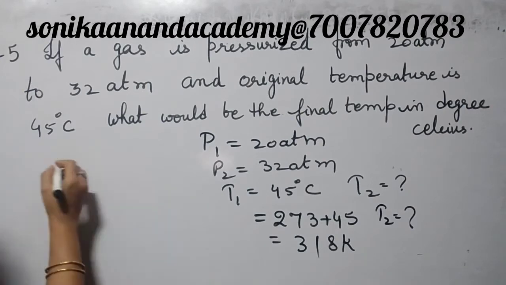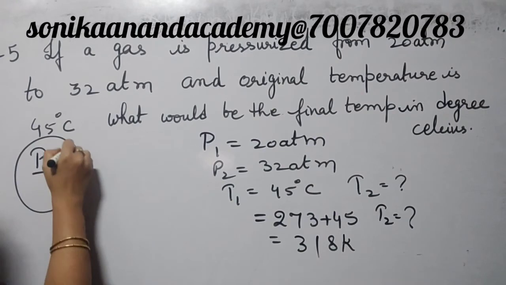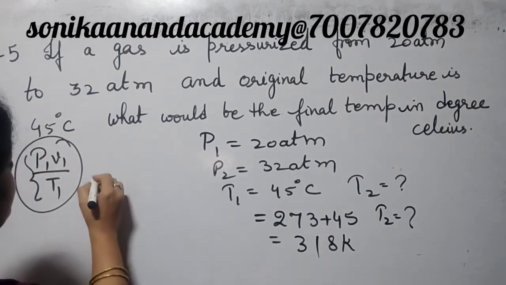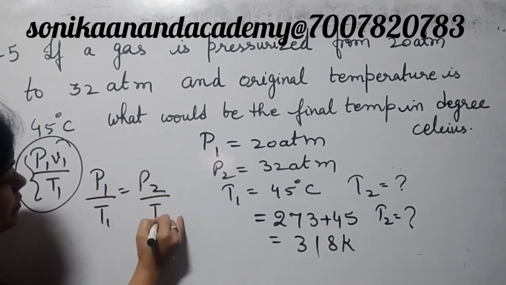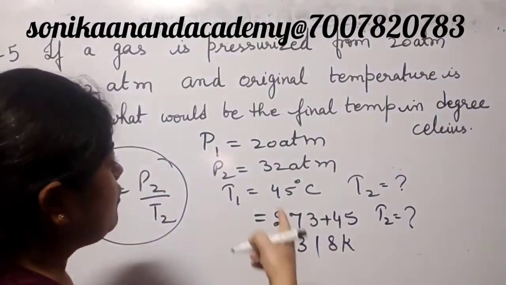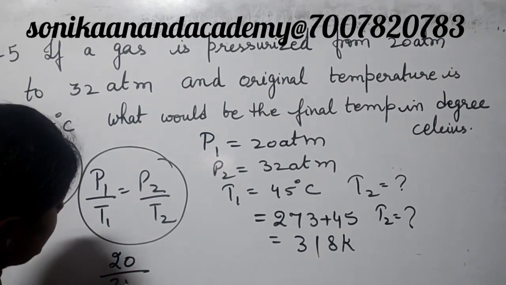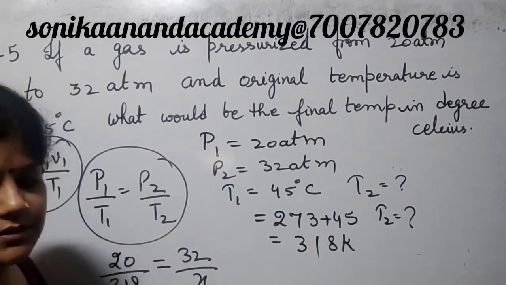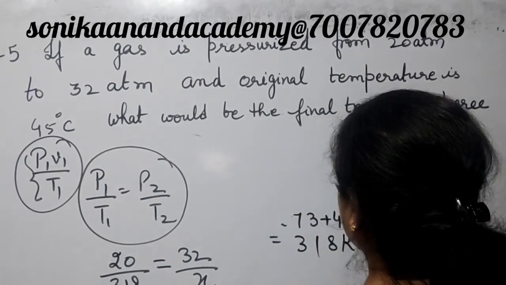Now what is the ideal gas equation? P1 V1 over T1. So from here we have a relationship of P over T. So here we have P and T, so we use the formula P1 over T1 equals P2 over T2. This formula we have used in this question in order to solve it. Now I am going to substitute all the values. We get 20 over 318, and here we have 32 over, for example, X. Clear? Now I am solving the question because all the data I have put over here.